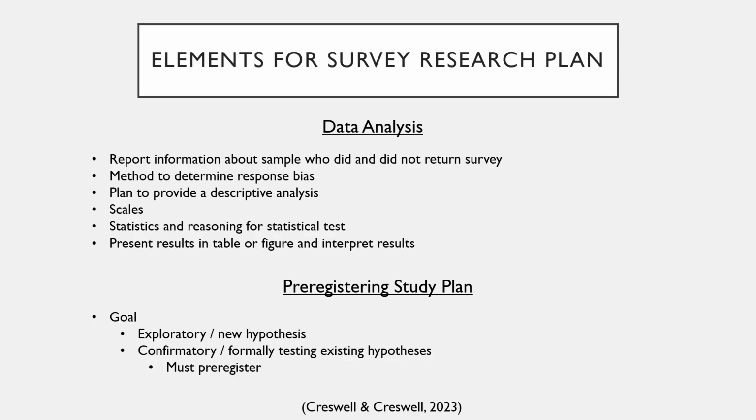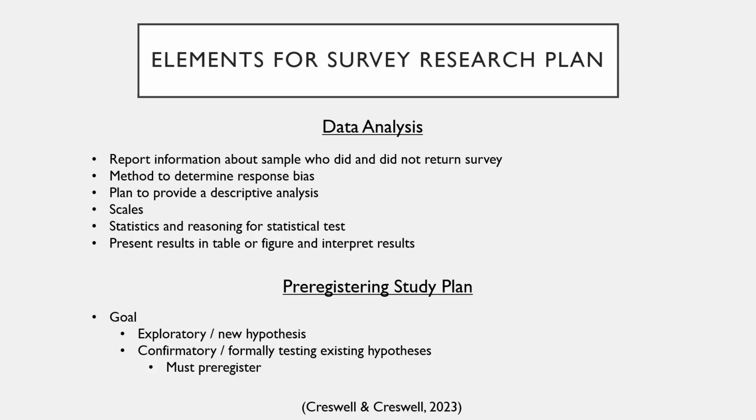So next you have your data analysis in your survey research plan, and this is your outline plan for data processing and analysis. In that you want to include the information about the people who did or did not return the survey, and you want to determine if the non-respondents' responses would have altered the data. So one solution to that could be, for example, to call some of the non-respondents and determine if their answers would have differed substantially from the respondents who did answer. And that's your response bias that you're determining.